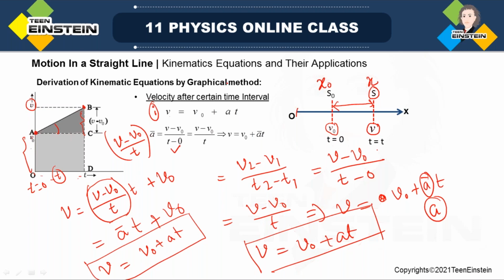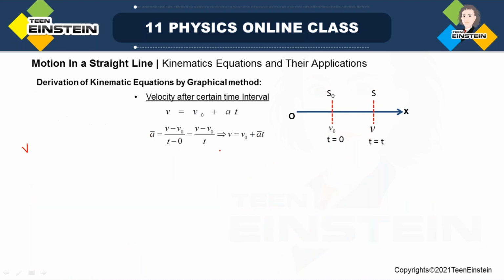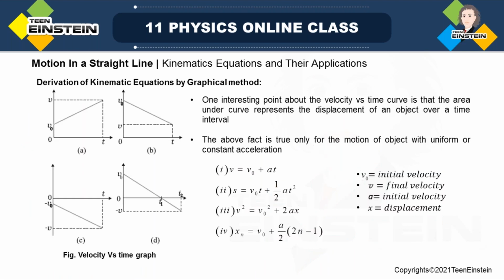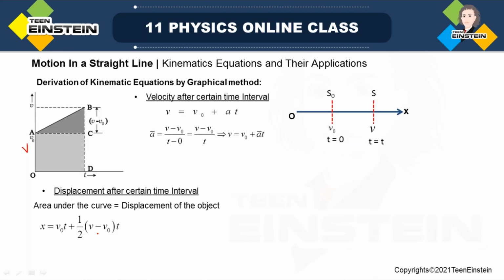Okay, so now we'll try to derive the second equation from this curve itself. The second equation, if you remember, is this one. It is related to the initial and final velocity. So the displacement after a certain time, x is equal to v0 t plus half into a t square. This is the one.